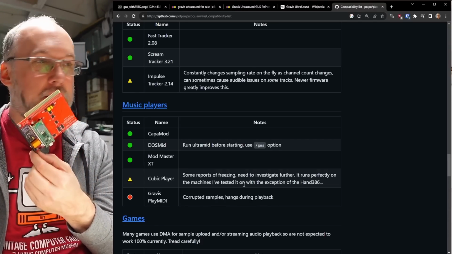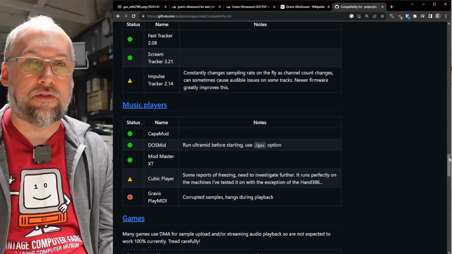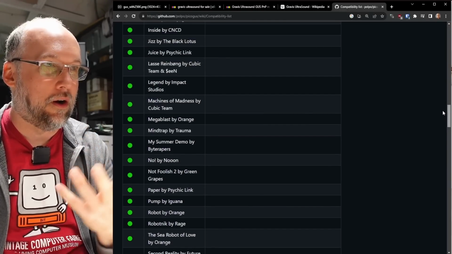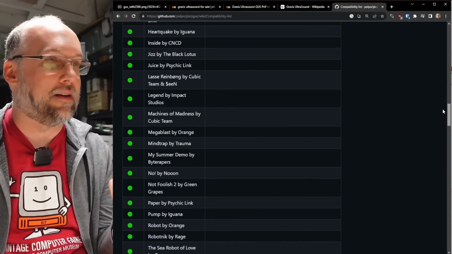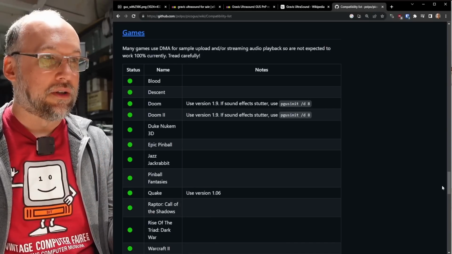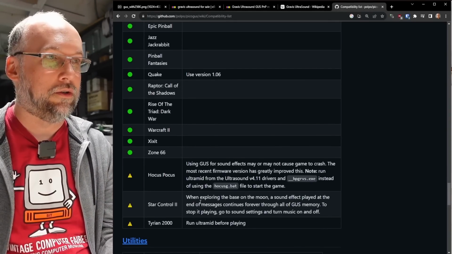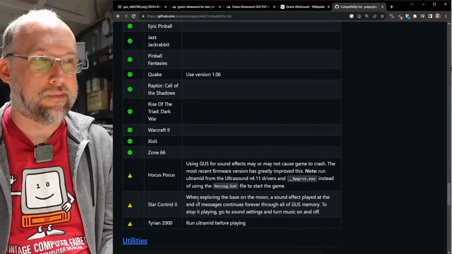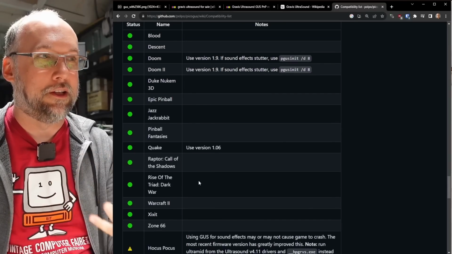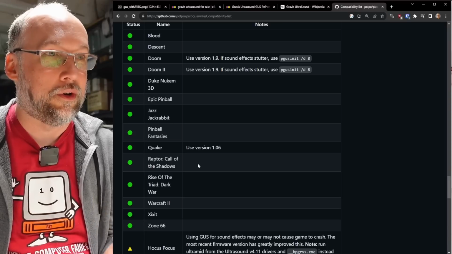So there's definitely work to be done to get this thing fully compatible, but already the fact that we go up to demos here, all of these demos are working. That is freaking great. The same goes for games. Most are working really well, and there's a few down here that are having some issues, but to be honest, with games, there aren't that many that really require a Gravis Ultrasound to sound good.